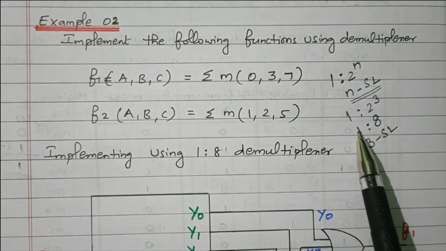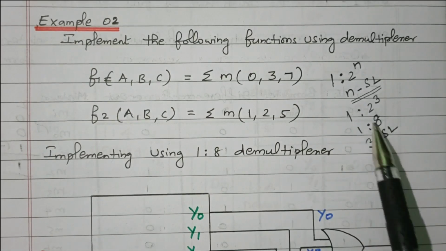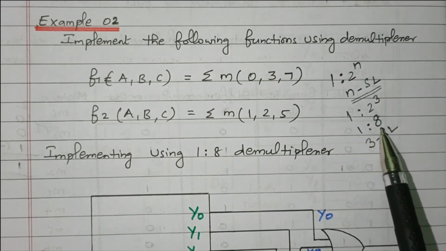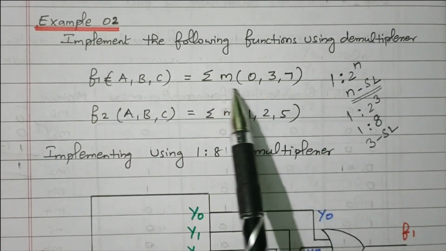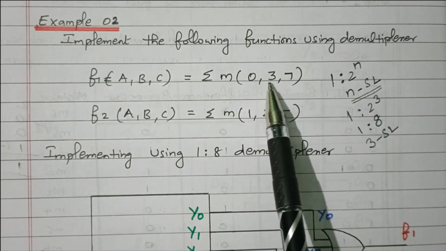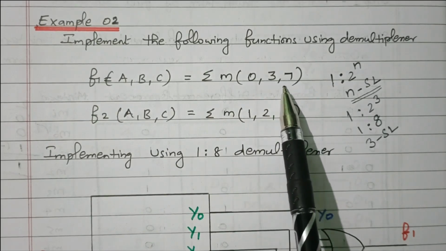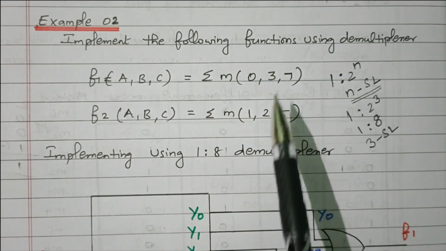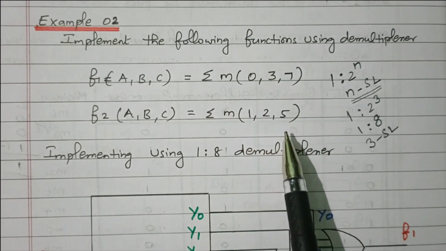What is the one input? The input is 1, logic 1. So we get 8 different outputs available. For example, 2 to the power 3, 3 variables means 8 combinations, 0 0 0, 0 0 1 like that. In those 8 combinations, F1 requires only 0, 3, 7. This is a sum of minterms. So 0, 3, 7 should be connected to one OR gate, so that this OR gate will add these 3 minterms. Similarly, here we need one more OR gate. We need to connect 1, 2 and 5.